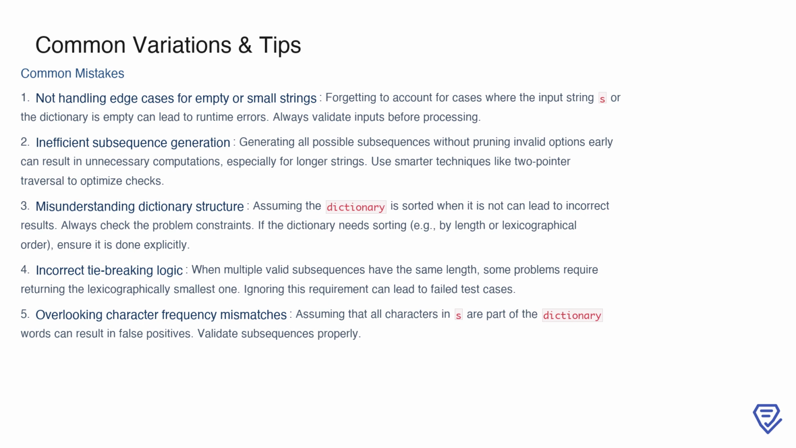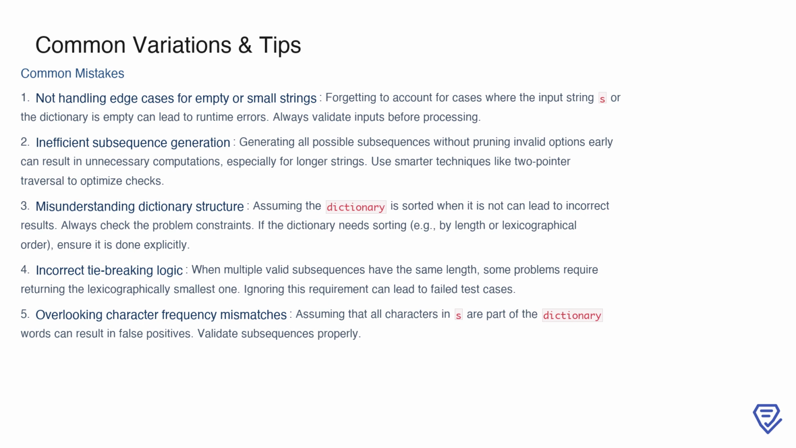This approach can be computationally expensive, especially for longer strings. Instead, smarter techniques like using two pointers can prune invalid options early, saving valuable processing time. Another pitfall is misunderstanding the dictionary structure. Don't assume it's already sorted unless explicitly stated in the problem. If sorting is required, make sure to handle it correctly, whether by length or lexicographical order.